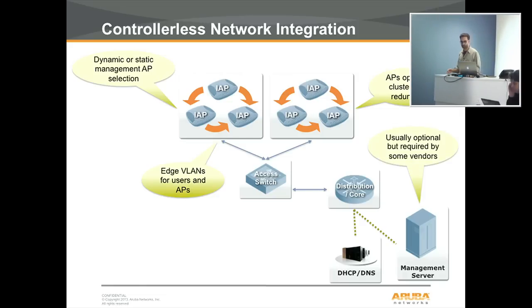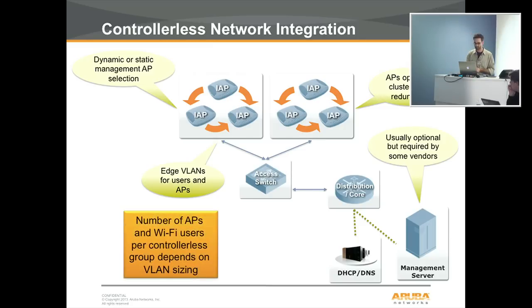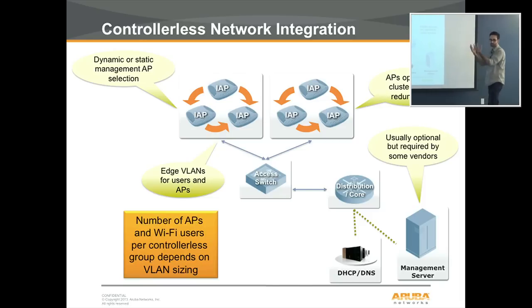And a management server for instant UI, you don't necessarily need it. If you want to use AirWave, you can, but the instant APs come with a built-in management UI, which you're going to log in and experience, and I believe many of you already have instant APs. So if you look at the number of APs and Wi-Fi users per controllerless cluster, it really depends on your VLAN sizing, how your existing wired network is, how you want to add wireless network users, etc. Any questions on the controllerless network integration? Again, this can expand to a big campus, or this can shrink into a small branch, your choice.